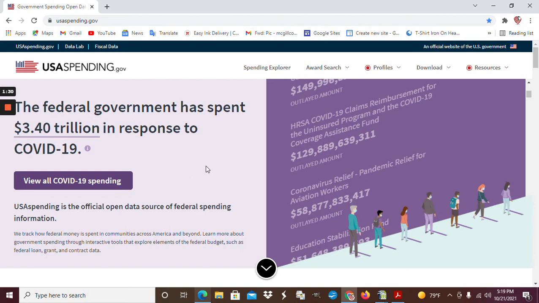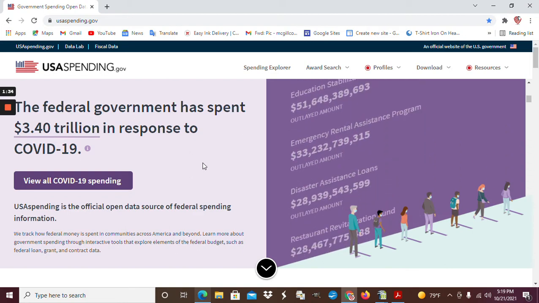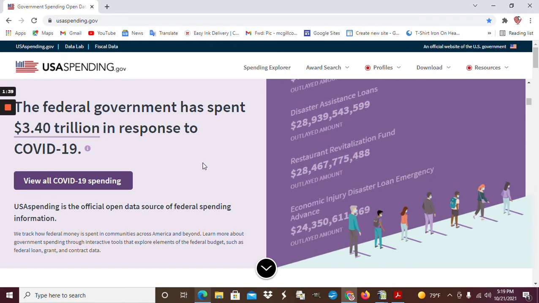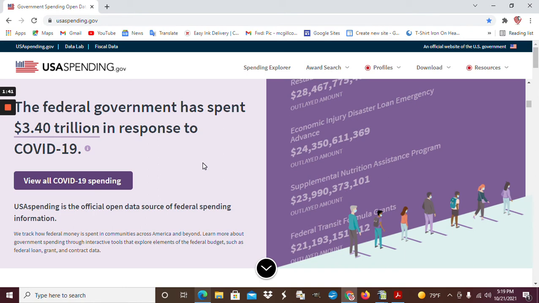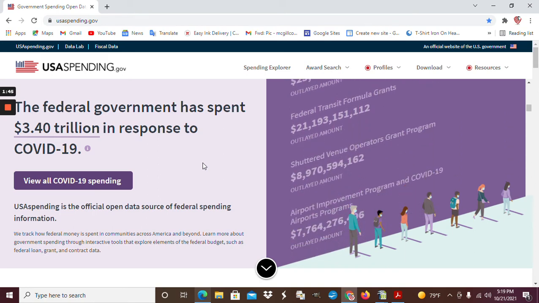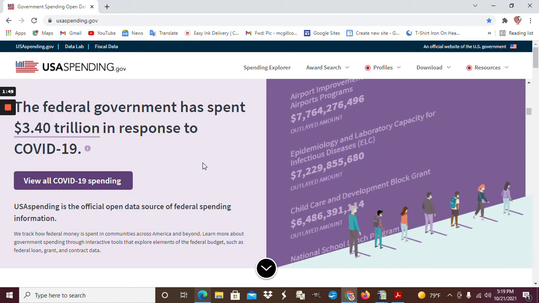This is where you can come and find out where the government is spending the money. Government contracts, emergency rental assistance, economic injury disaster loans, the federal transit formula grants, the airport improvement programs, all that stuff. Anything that the government is spending money on is going to be right here.